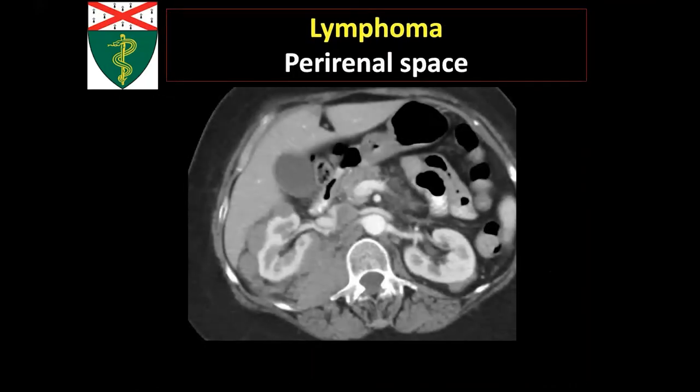This is lymphoma, and we can see in the perirenal space has a reasonably distinctive appearance. It can appear as one mass, it can appear as multiple masses surrounding the kidney. It can also have this very ill-defined sheet-like appearance. And when you see that sort of soft tissue surrounding it, you can think of potentially lymphoma.